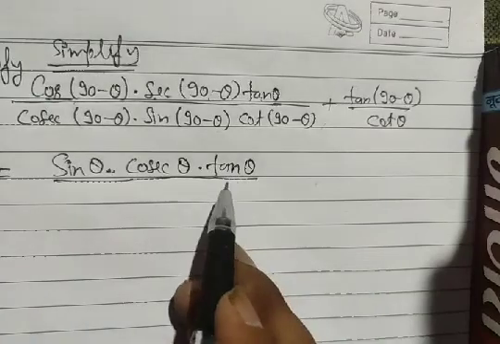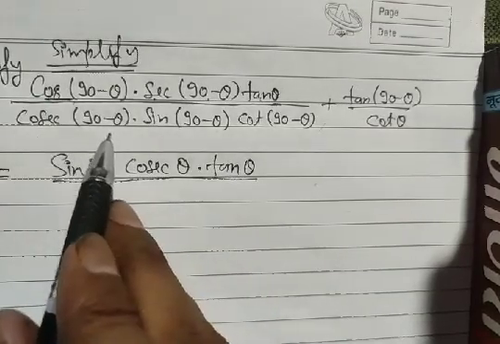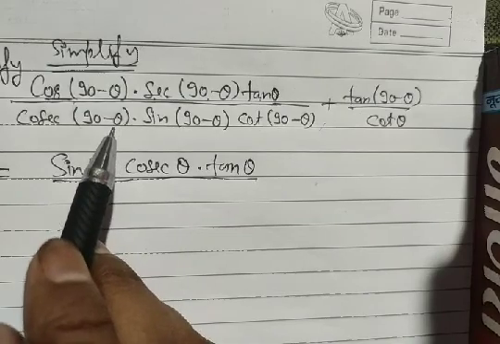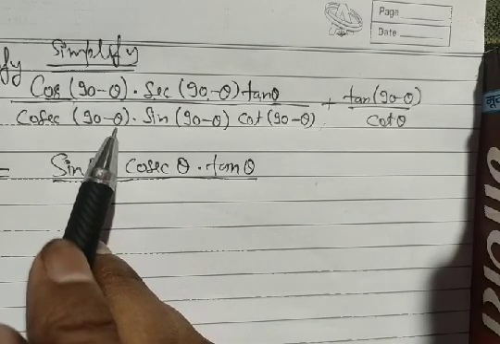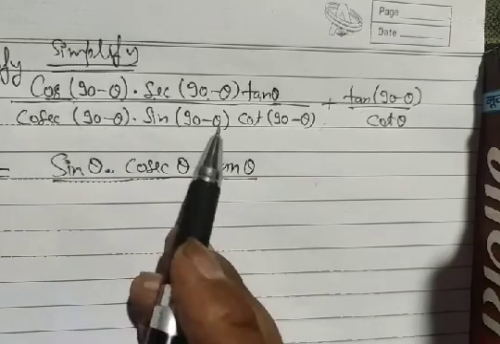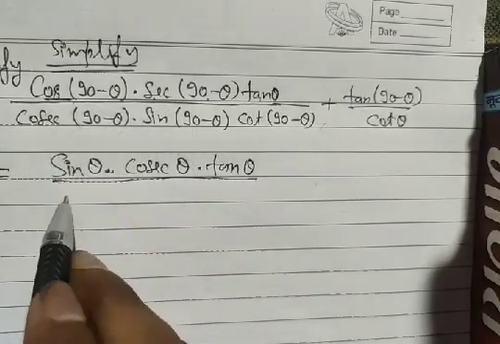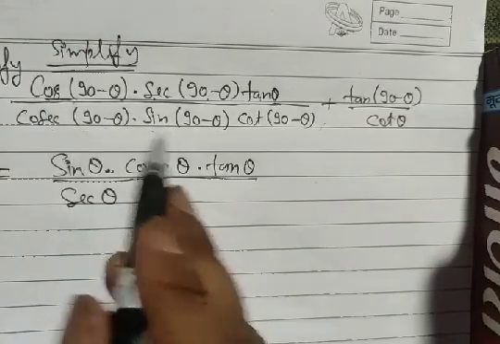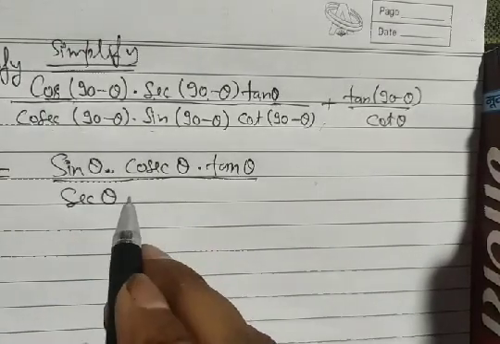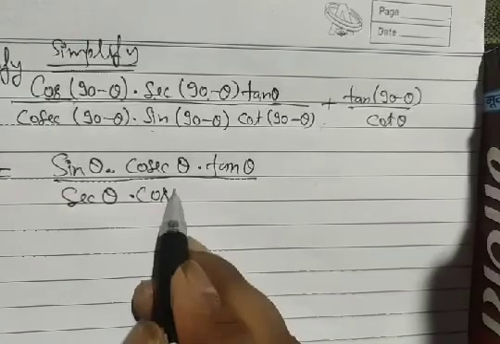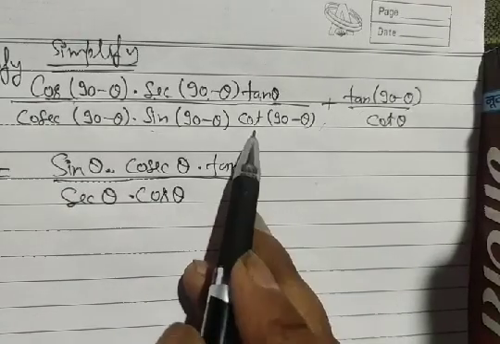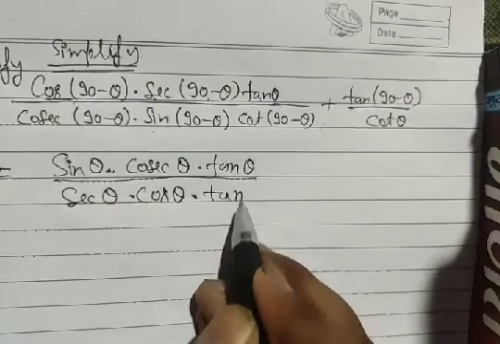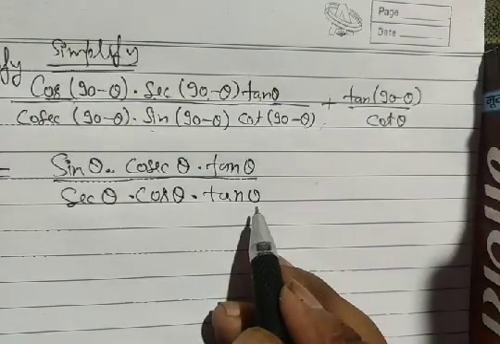Now, cosec 90 minus theta, what is it? We know that using complementary angles, sin is complementary to cos, tan to cot, sec to cosec, so cosec becomes sec. Then here we get sec theta. Here we have sin 90 minus theta, then we have cos theta. Now what do we have? It's cot 90 minus theta, then we have tan theta.